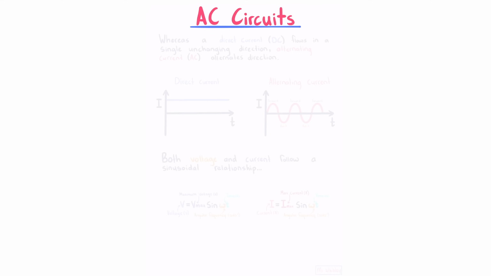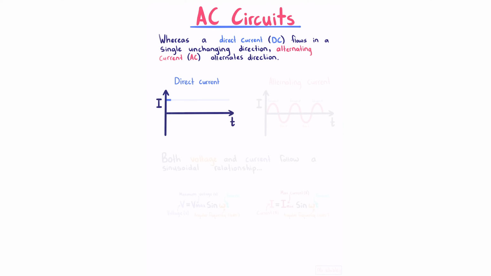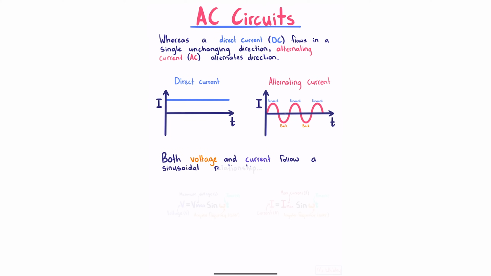AC circuits. Whereas a direct current, DC, flows in a single unchanging direction, alternating current, AC, alternates direction. Direct current on a current time graph appears as a steady unchanging value, whereas for alternating current, the current goes back and forward. Both voltage and current follow a sinusoidal relationship.